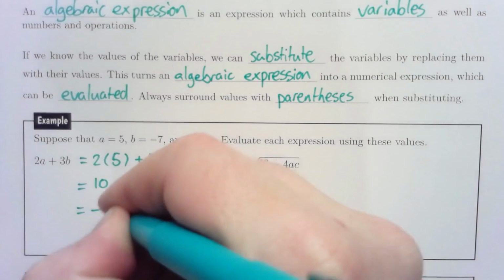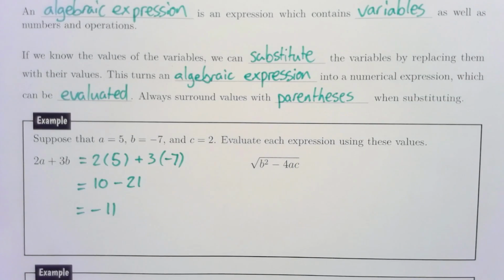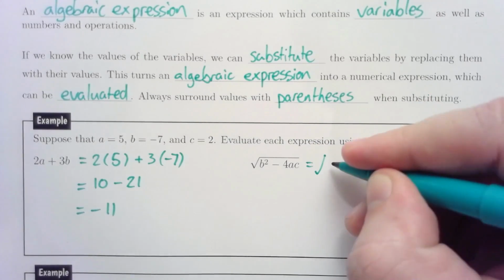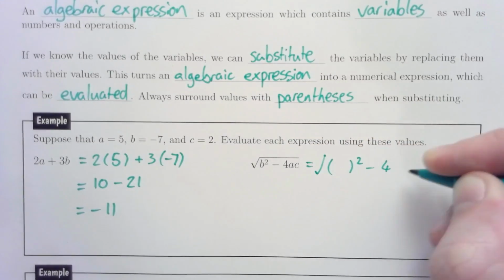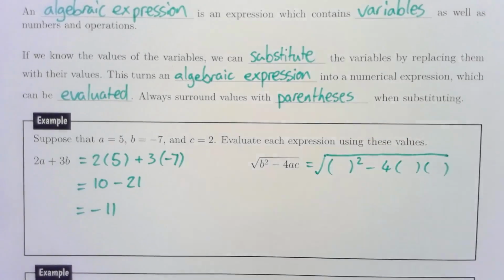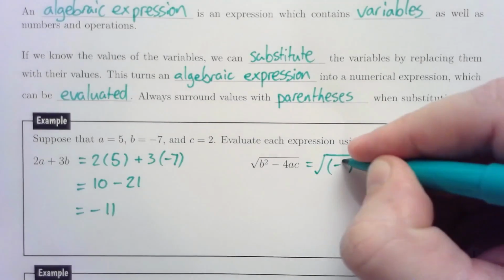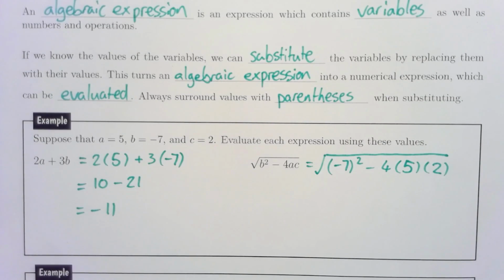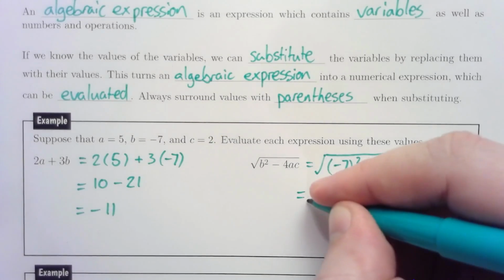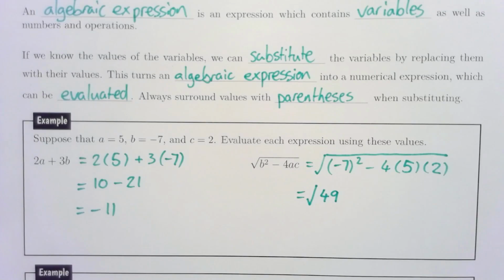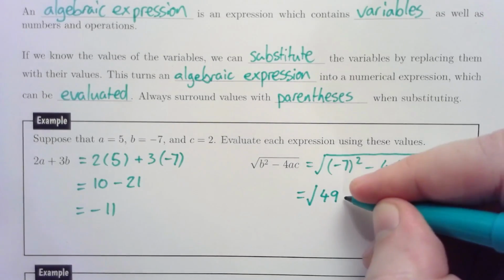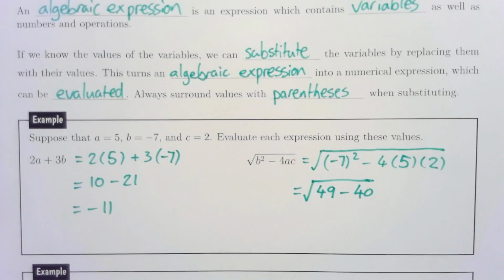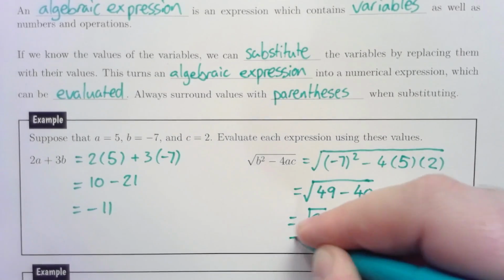This evaluates to -11. Now, even something more complicated like the square root of b squared take 4 times a times c, we can still evaluate this by replacing each variable with its value, that is, by substituting. So b becomes -7, a becomes 5, and c becomes 2. Now, a radical is a grouping symbol, so we need to evaluate what's underneath the radical before we do anything else. If we have -7 squared, that's positive 49, and 4 times 5 times 2 is 40. 49 take 40 is 9, so we have the square root of 9, which is 3.